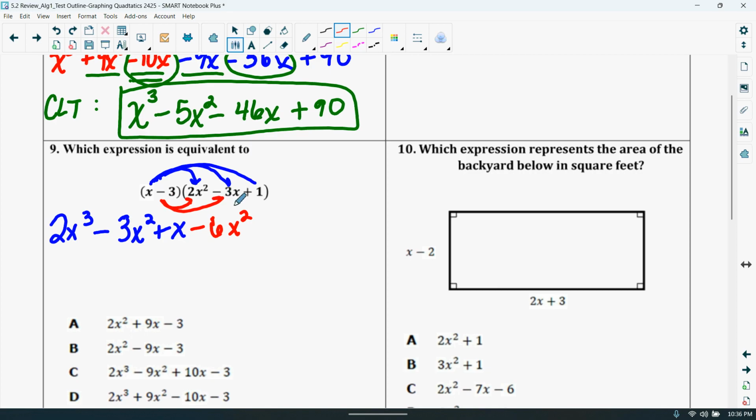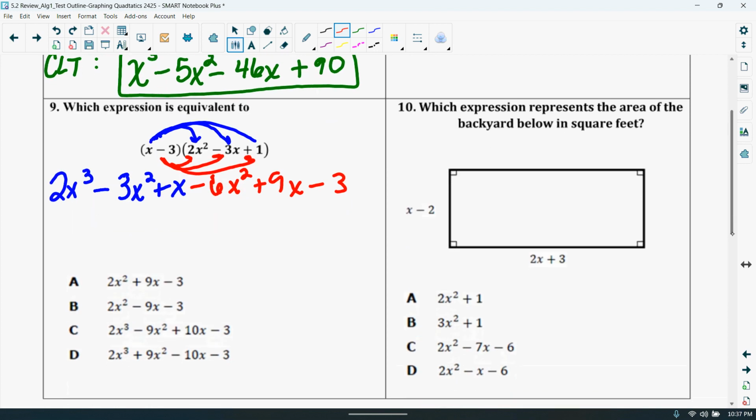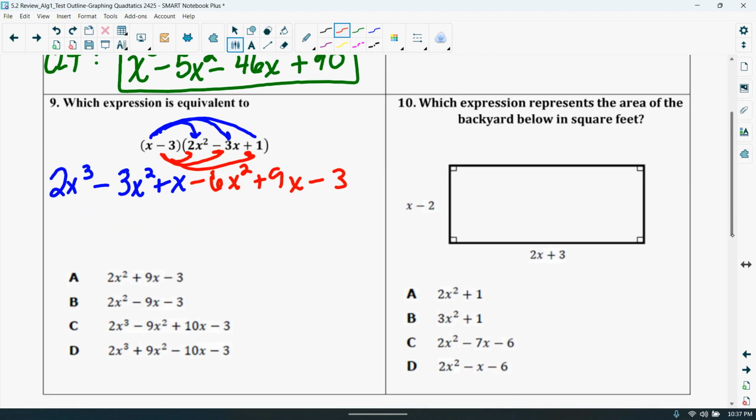Then we're doing negative 3 times a negative 3x. That's positive 9x. And a negative 3 times 1. So that's a negative 3. So now we're just combining like terms. But we see right here, the highest exponent is cubed. So yeah, we can eliminate A and B because they have an exponent of 2. And again, it should have 4 terms here.